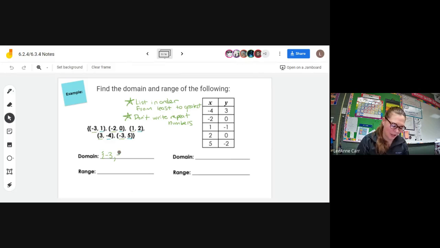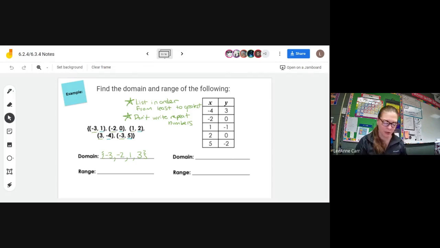Now I'm going to list my second smallest, which is -2. Remember, always start with your negatives. Then I move on to 1 and 3. After I write my list of domain and range, I like to go back and double check that I haven't written any repeats and that they're all in order. So check and check. I am good to go.